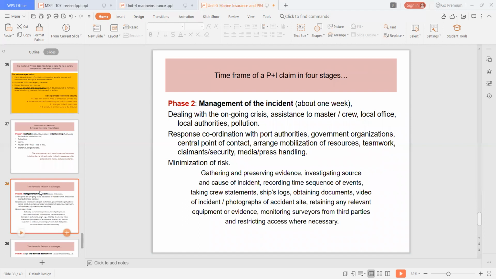Phase 2, management of the incident, about 1 week. So, okay, see this, 5 hours, 1 week: dealing with the ongoing crisis, assistance to master, crew, local office, local authorities, pollution board, response coordination with the port authorities, government organizations, central point of contact, arranging mobilization of resources, teamwork, claimant security, media and press handling, minimization of risk, gathering and preserving the evidence, investigating the source and cause of the incident, recording the time sequence of events, taking witness statements, video of the incident, photographs of the accident site, retaining any relevant equipment or evidence, monitoring the surveys from third parties, and restricting access wherever necessary. So this is about phase 2, management of the incident.